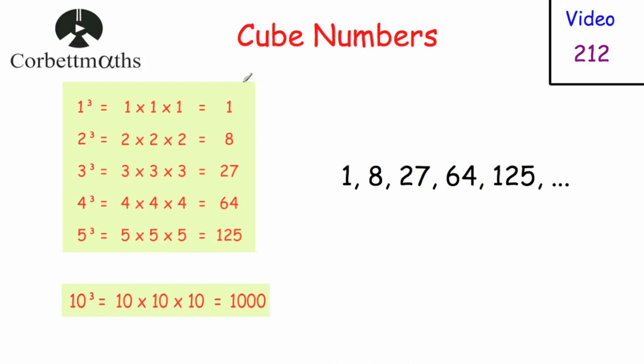I tend to learn these off by heart, so the first 5 cube numbers are 1, 8, 27, 64, and 125. Also, I tend to learn that 10 cubed is 1,000, just because 10 times 10 times 10 is 1,000. So these are the cube numbers that I would learn off by heart.